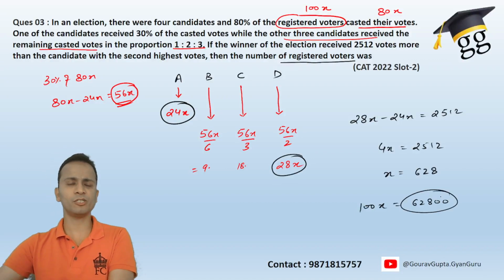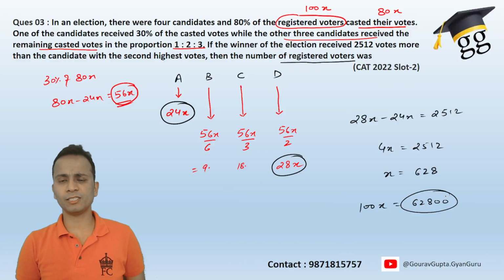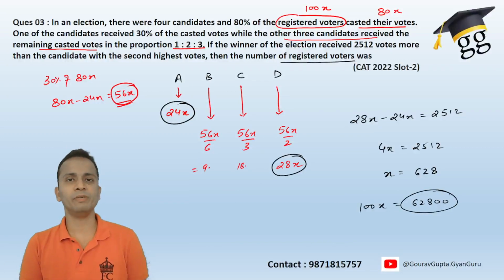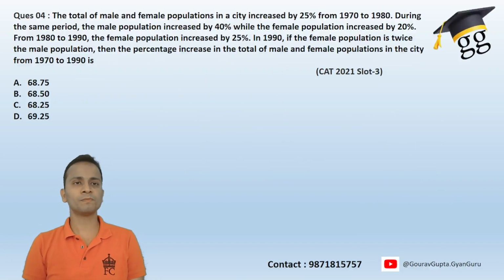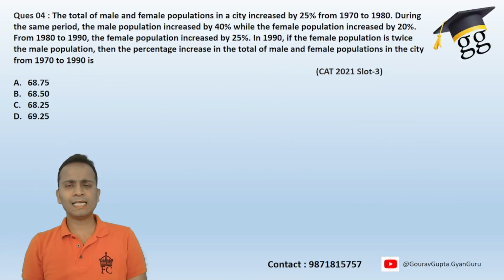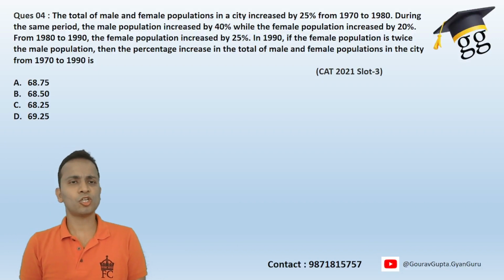So 62800 was the question, you have to type in your answer, and 62800 will be the correct answer of CAT 2022 slot 2 question. Let's look at the next one, question number 4. Question number 4, slightly lengthy, CAT 2021 slot number 3.